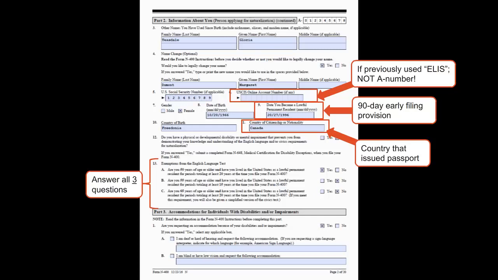Part 3 asks about accommodations, which is different from a language exemption or disability waiver. This pertains to an applicant who may need some special accommodation, usually due to a physical disability that they may have in order for them to participate in the interview process. One common example is if an applicant uses a wheelchair and has limited mobility. Therefore, USCIS should provide ramps or access for the applicant to attend their interview.